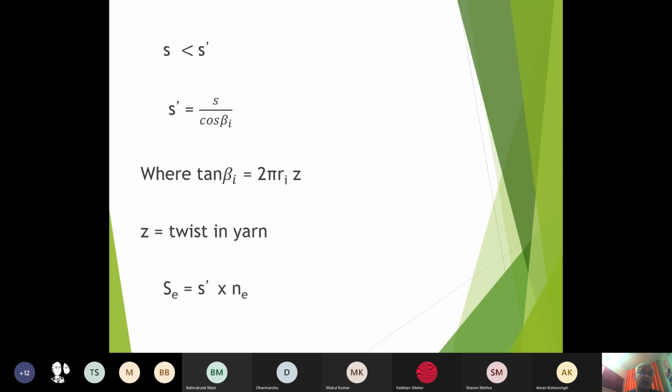Now that we have this relationship, we know from the helical model that tangent beta is equal to 2 pi R i z, which we have already seen, where Z is the twist in the yarn. On that basis we can say SE, the area experimentally calculated, is S dash multiplied by NE, where S dash is the area we have calculated, and that is your NE.